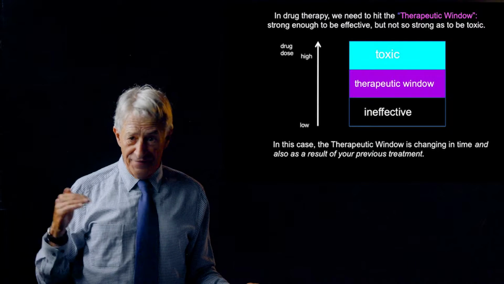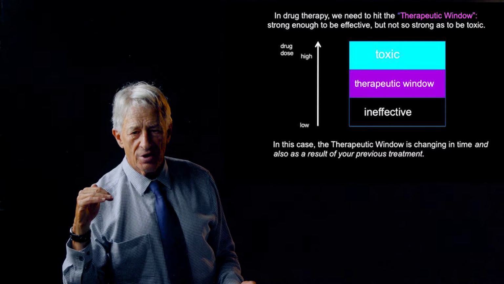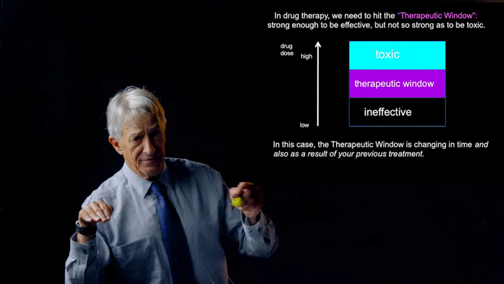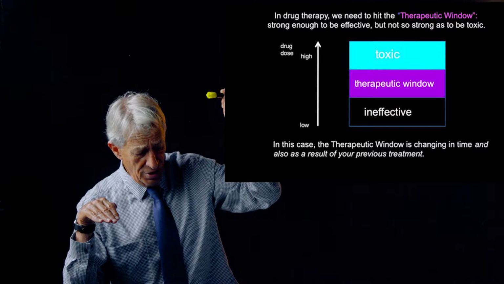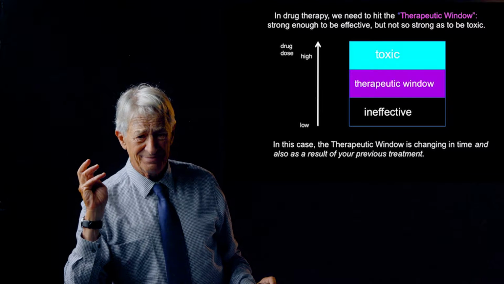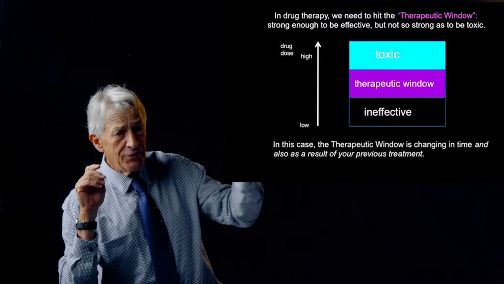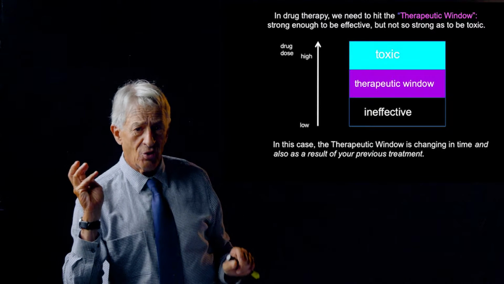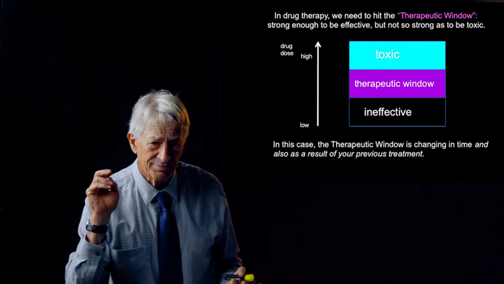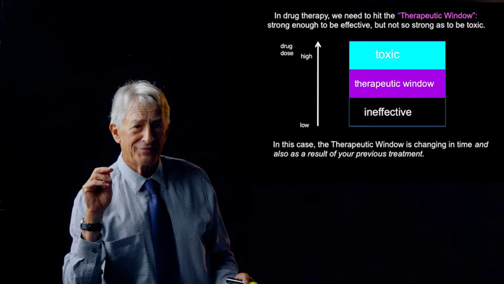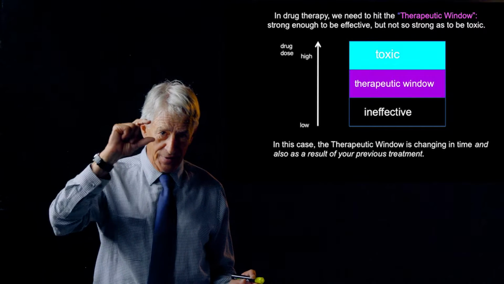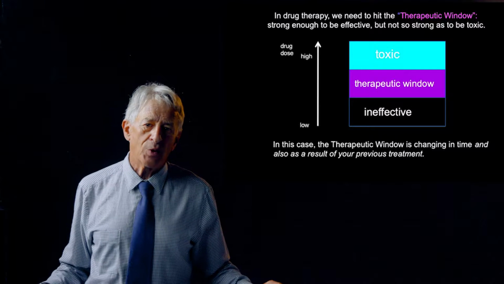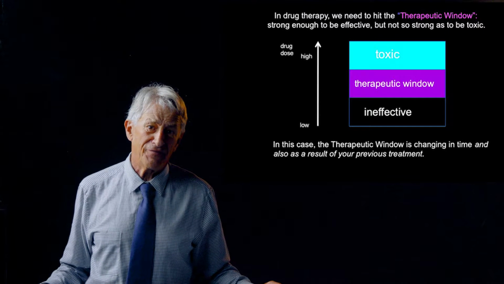And very low doses of the drug are simply going to be ineffective. Very high doses of the drug are going to be toxic. In between those two is the magic zone that is called the therapeutic window. And we have to find it. We have to find the parameters that define the therapeutic window and find their value.